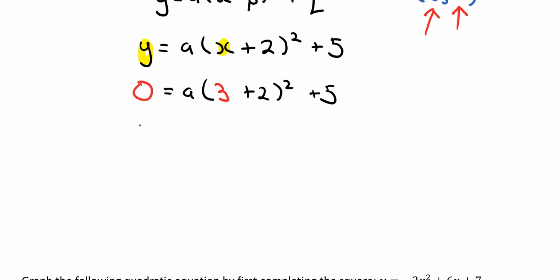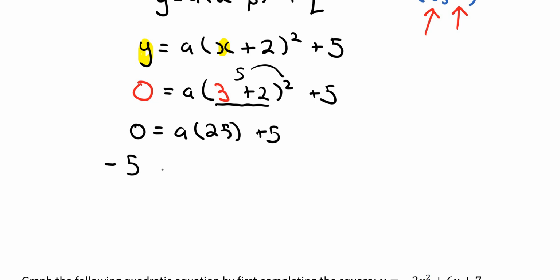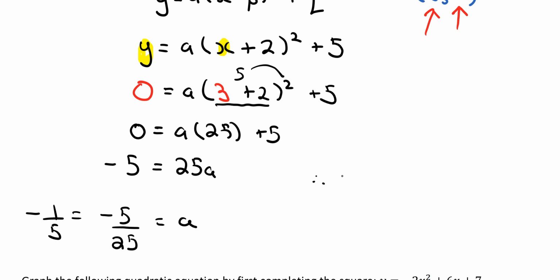All right, now we solve for a. So 0 = a(3 + 2)² + 5. Well, 3 + 2 is 5, and 5 to the power 2 is 25, plus 5. Then the 5 goes to the other side and becomes negative. I have 25a = -5. You divide both sides by 25, so I get -5/25, and that's equal to -1/5. So the final answer here is y = -1/5(x + 2)² + 5. All right, so there's your equation.